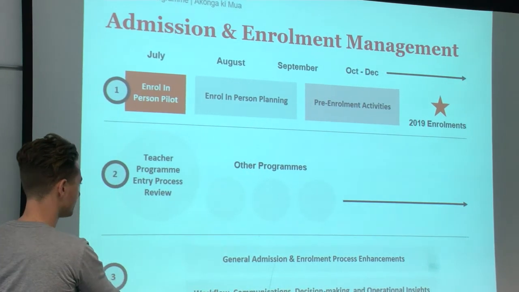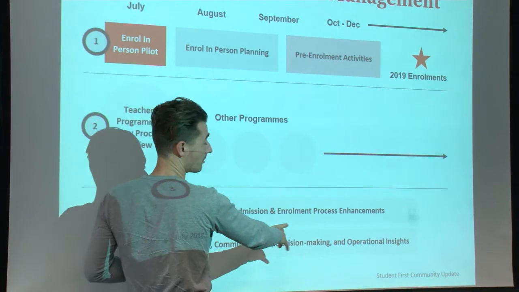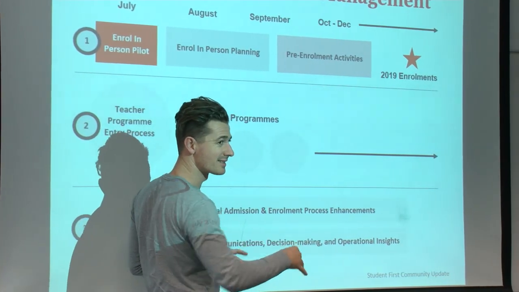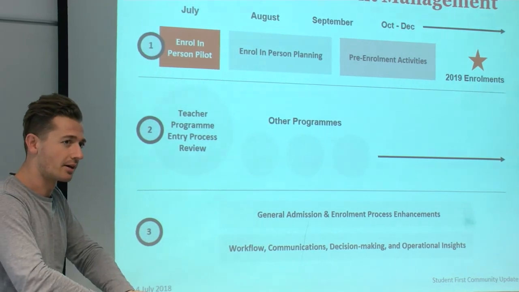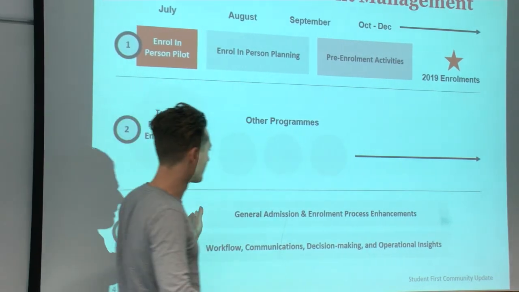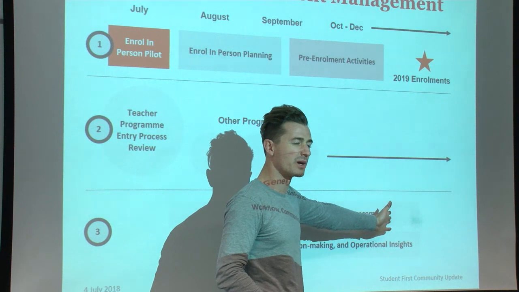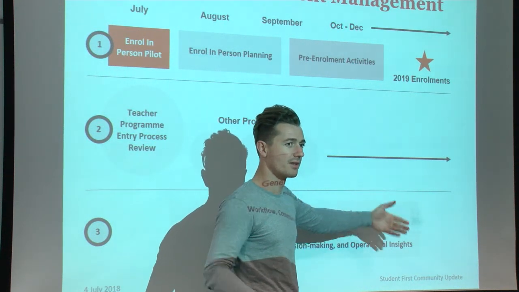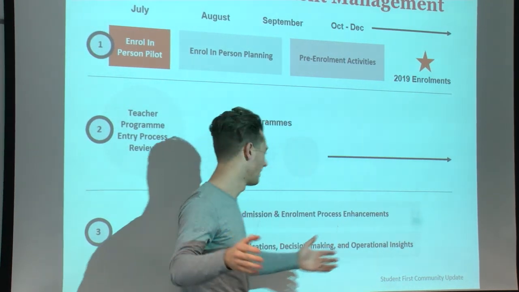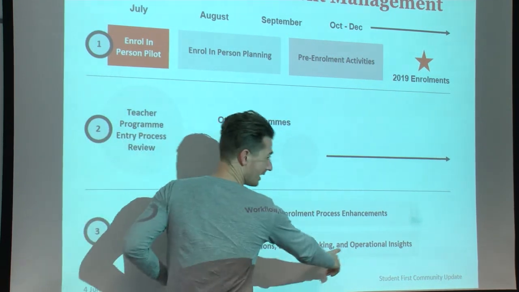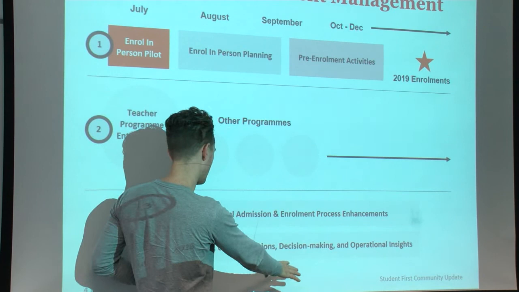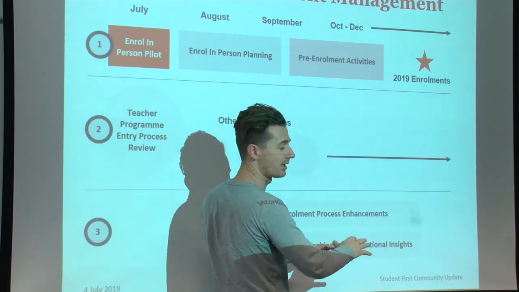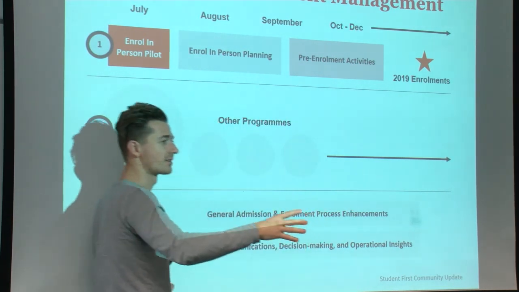And finally, general admission enrollment process enhancements. So this is looking at a broader level, not a deep dive into program entry, just how do we get more efficiencies in the way that we work and communicate across the admission enrollment process. And that includes getting some technical infrastructure in place to support our workflow, communications, decision making, and the insights.